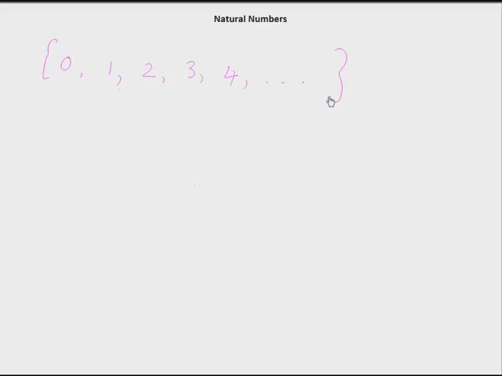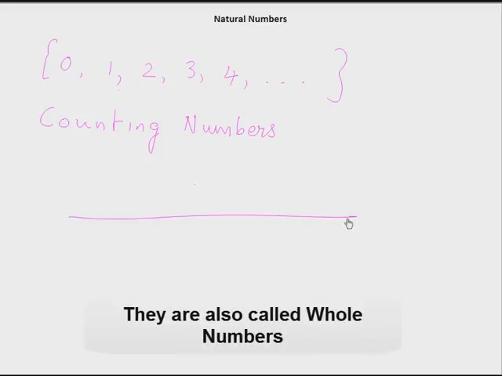Some textbooks begin the natural numbers with 1 onwards and some with 0 onwards. We will stick to the notation that natural numbers begin with 0 onwards. 0, of course, is a very natural number, and you do start counting with 0. So they are also called the counting numbers. We represent them on a number line moving to the right from 0, and these dots are the natural numbers.